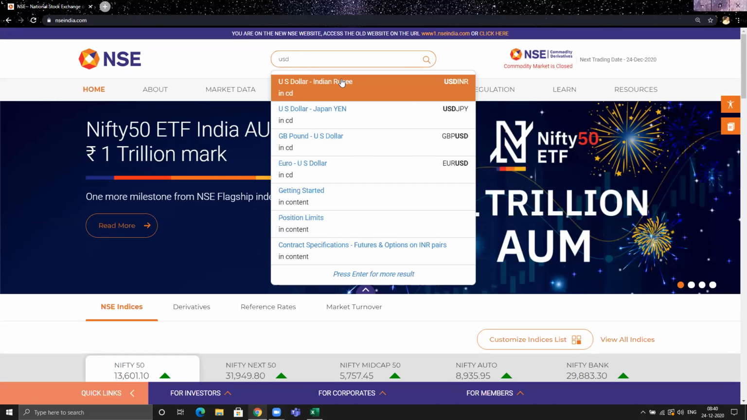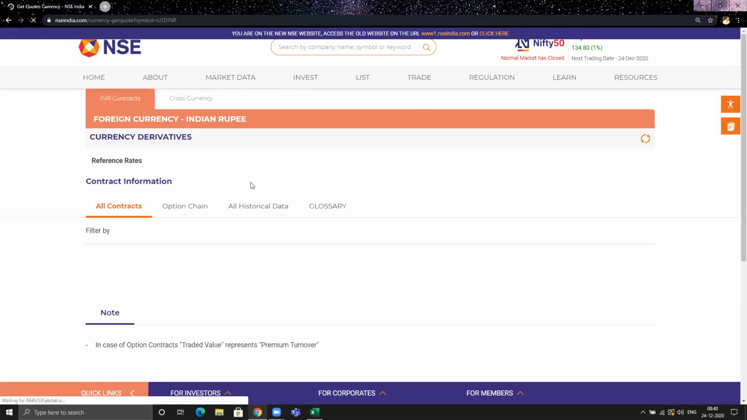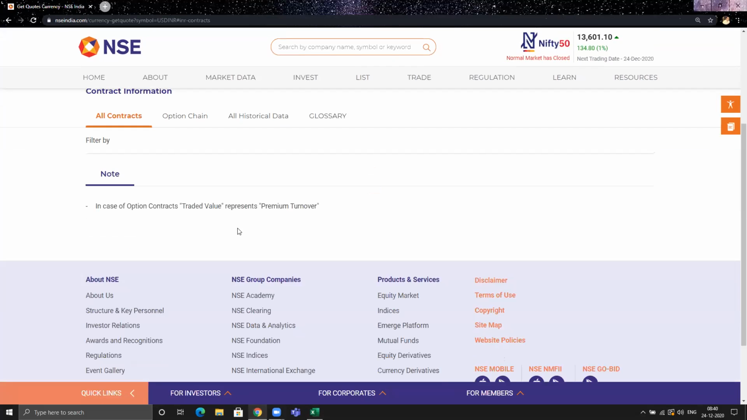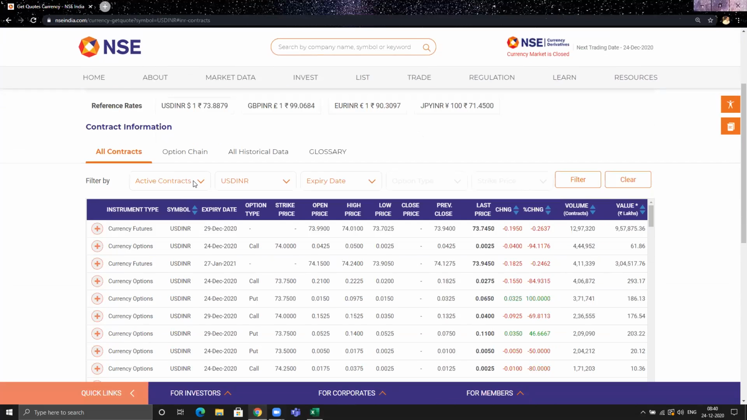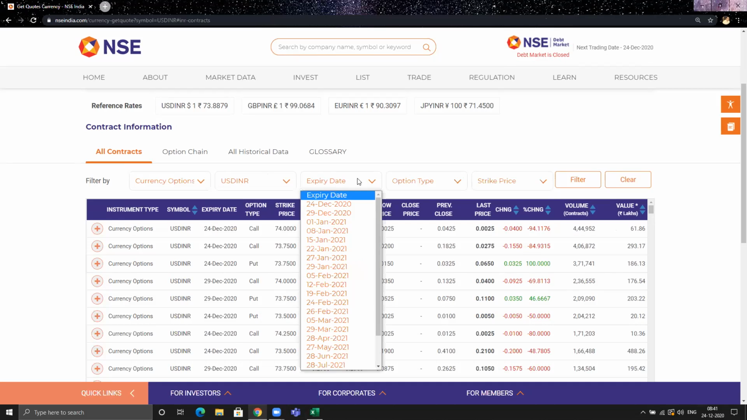USD INR in CD. CD means currency derivatives. So let's take a look into USD INR currency derivatives. In that, let's look at currency options. USD INR expiry date. Let us take any of the expiry dates. If you observe, in the case of currency, what is the frequency of expiry dates? What can you observe?